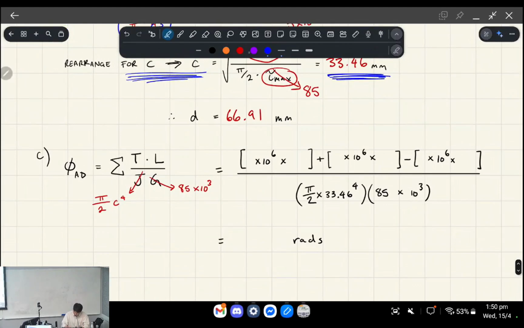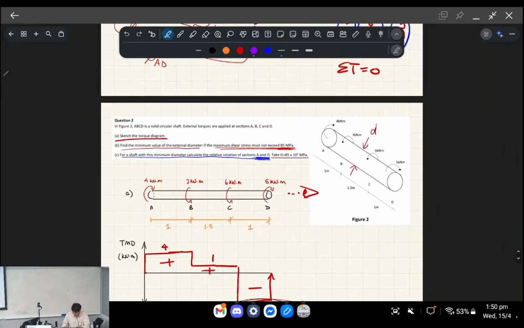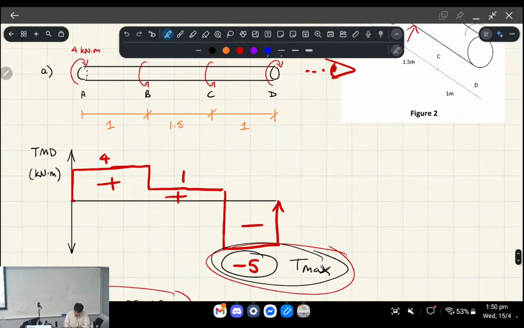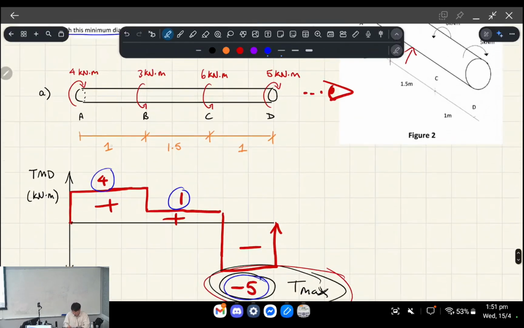So the parts that stay the same are the radius and the shear modulus. The radius is 33.46 as we worked out before, and the shear modulus is 85 times 10 to the 3. What does change between these different parts of your shaft are the lengths and the torque. Again, looking at the torque moment diagram, this is easiest to see here. We've got 4 kilonewton meters from A to B, 1 kilonewton meter from B to C, and then -5 from C to D. And then the lengths are different too: they're 1 meter and 1.5 meters.